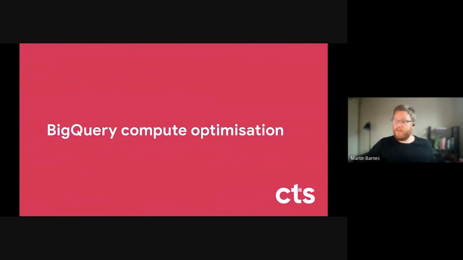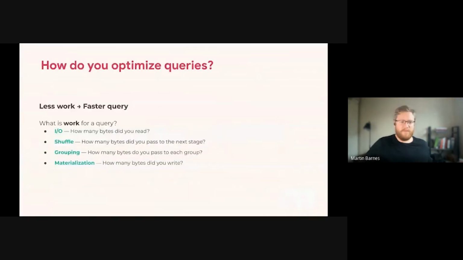We just talked about storage, but from a compute optimization perspective, I really want you to take away two things. First of all, we measure compute in multiple ways. Firstly, by I/O and shuffle. In the I/O and shuffle space, it's really about reducing the amount of data that we both read and shuffle across the network, using specific tools that BigQuery provides to do this.